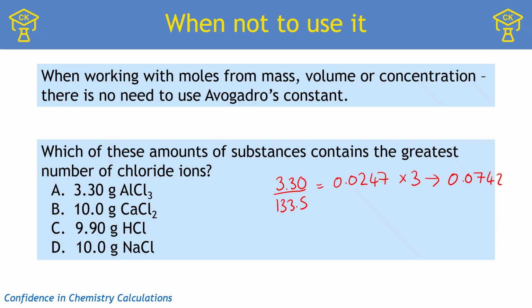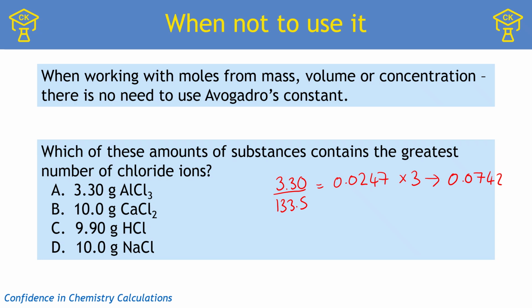Now, what you might be thinking is, well, that's my moles of chloride ions, and you've just said that if I want to know the number of chloride ions, then I would times it by Avogadro's number, and that's absolutely correct if the question was actually asking me to do that. But moles are proportional to the actual number of ions.